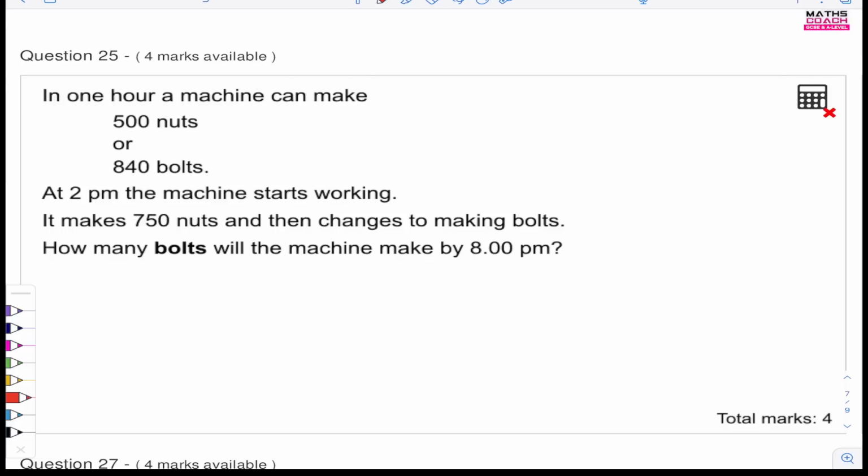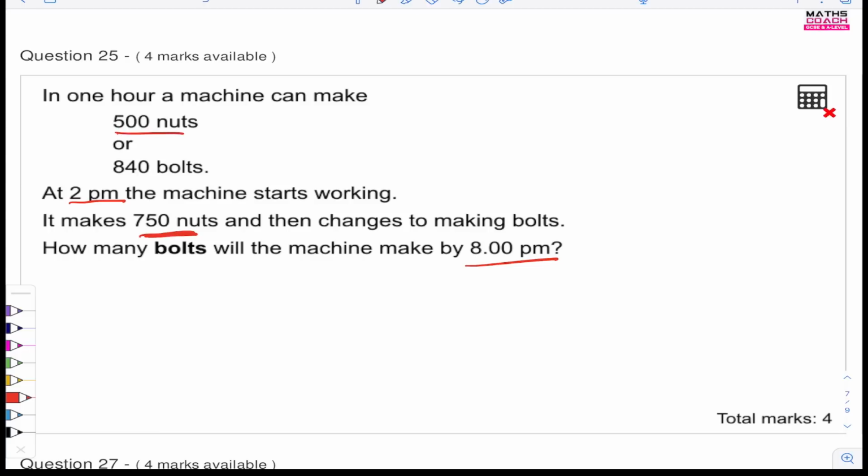At 2 p.m., the machine starts working. It makes 750 nuts and then changes to making bolts. How many bolts will the machine make by 8 p.m.? So it starts at 2, starts making nuts, makes 750 of them, and then it starts to make bolts. So where do we begin with this? Well, let's find out how much time was taken to make 750 nuts.